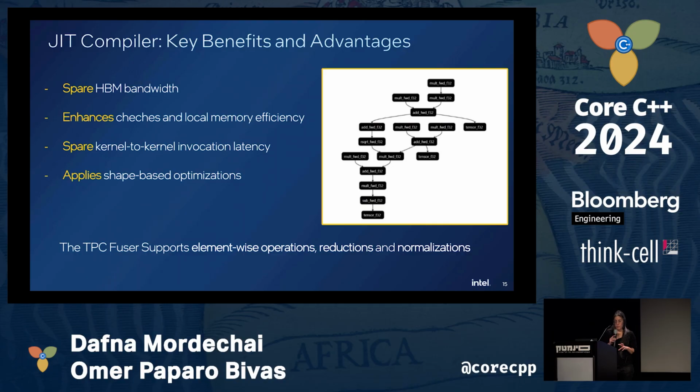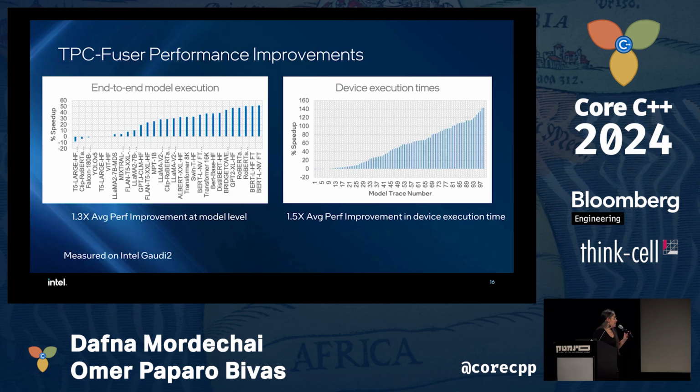Currently, the TPC fuser supports element-wise operations, reductions, and normalizations. And it's good that I can tell you theory, but these are actual graphs that we use to measure ourselves and to see the impact that this component has on the entire system. What you see here is the ratio, the speed up, between when you run these workloads with this just-in-time compiler and without. And you can see that the speed up is critical. It's not just a nice to have, it's critical for the entire performance of Intel Gaudi. These were measured on Gaudi 2.